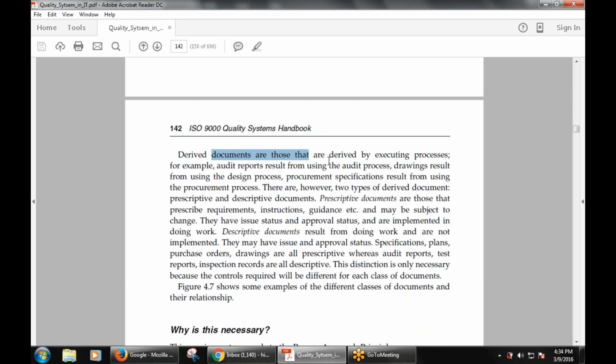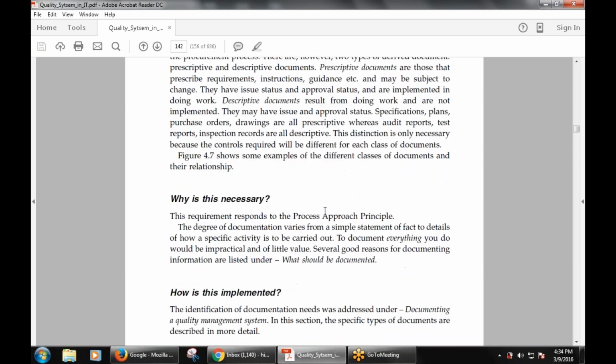Derived documents are those that are derived by executing the processes. Then we discussed why it is necessary to have the derived document. This is necessary for the process approach principle. Whenever we are going to use the process approach principle, we are using the types of documents, that is the controlled document and the uncontrolled document.